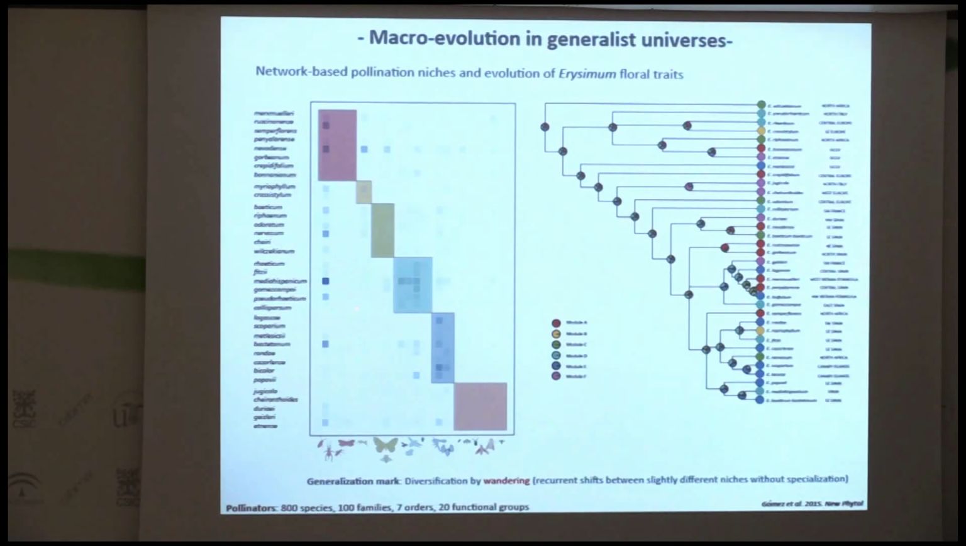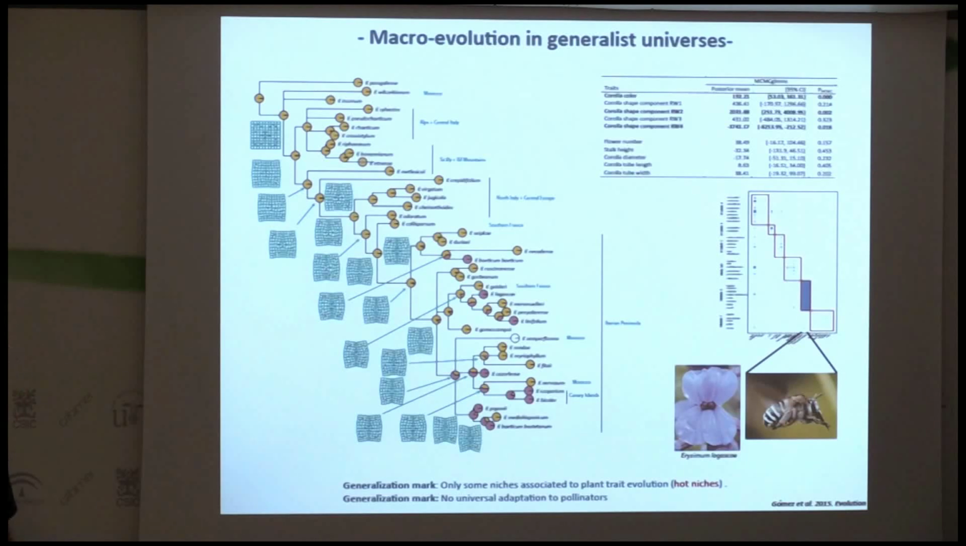And this is probably another generalization mark: diversification of this generalist system is occurring by something that is called in the literature wandering. That is the recurrent shift between very slightly different niches without dropping into the specialization dark side of the biology. Okay? But again, if we use the proper technique, the proper analysis, we can find some kind of signal.